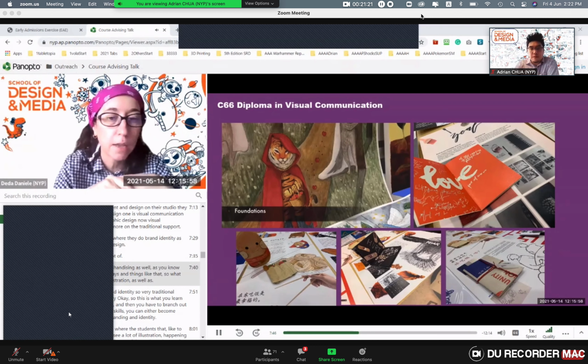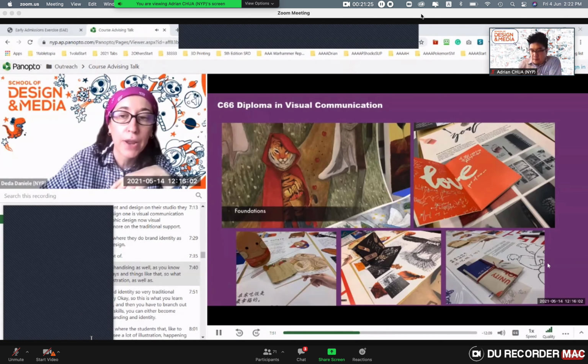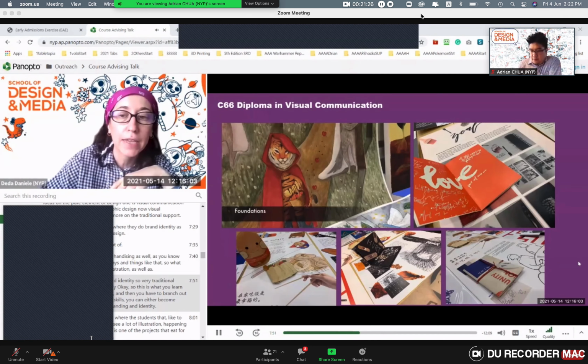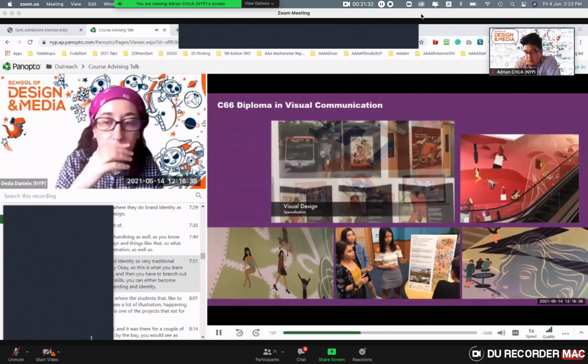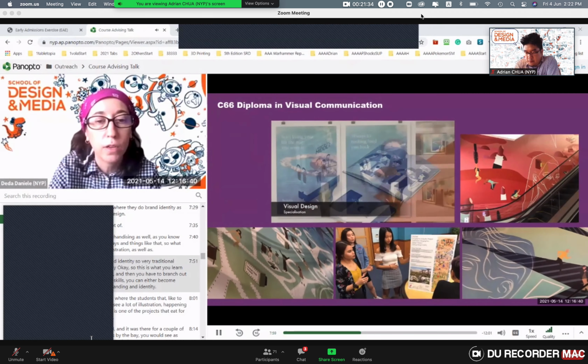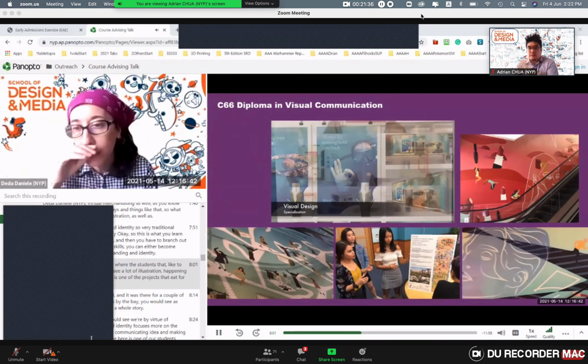So what you see here is some form of illustration as well as branding and identity. So very traditional branding and identity, I would say. Now, visual design is one of the branches of VisCom, where the students that like to draw and illustrate go to. So you see a lot of illustration happening here. So what you're seeing here is one of the projects they did for Robinson. This mural was like five stories high. And it was there for a couple of years.